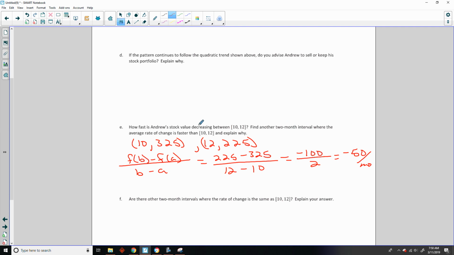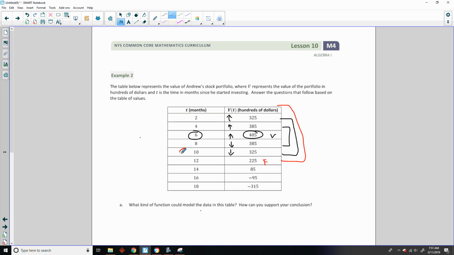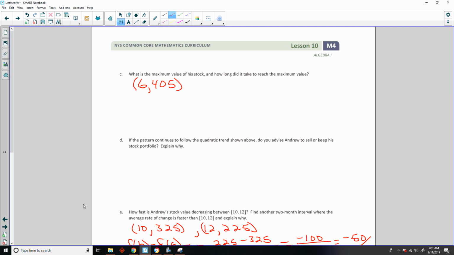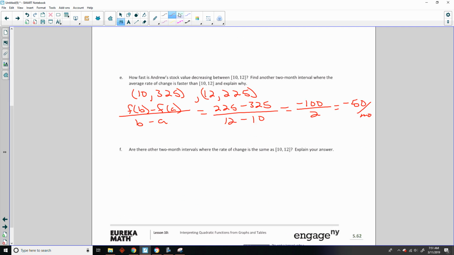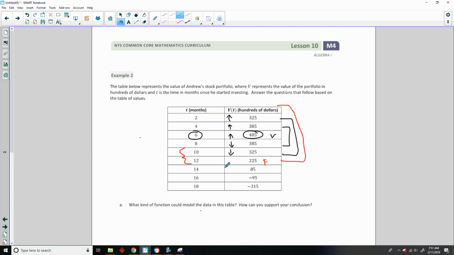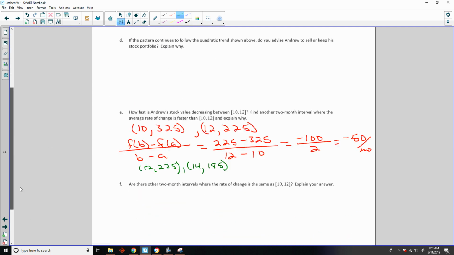Then it says, find another 2-month interval where the average rate of change is faster than 10, 12. So if I go back, we just did this one, and it was a drop of 100,000. Well, all I have to do is go to the next one, 12, 225, 14, 85. So now I have 12, 225, comma, 14, 85.